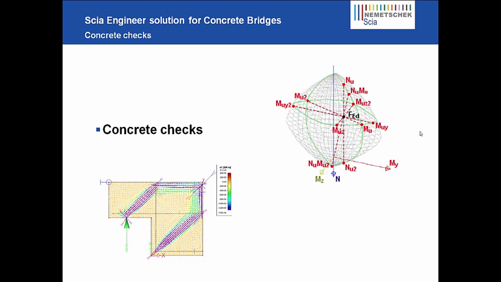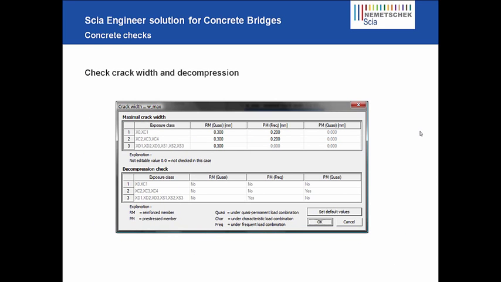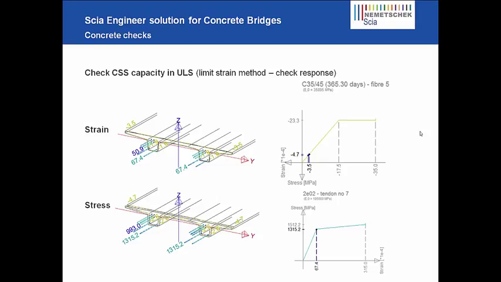Now we also have concrete checks that follow Eurocode 2.2. And you will see in our concrete menu there are different types of checks. We have checks of non-prestressed and checks of prestressed concrete. And besides those checks, there are also separate controls. So you can check the crack width and decompression. You can check the capacity, and if you check the capacity, then you can check into the section what the different strains and stresses are.